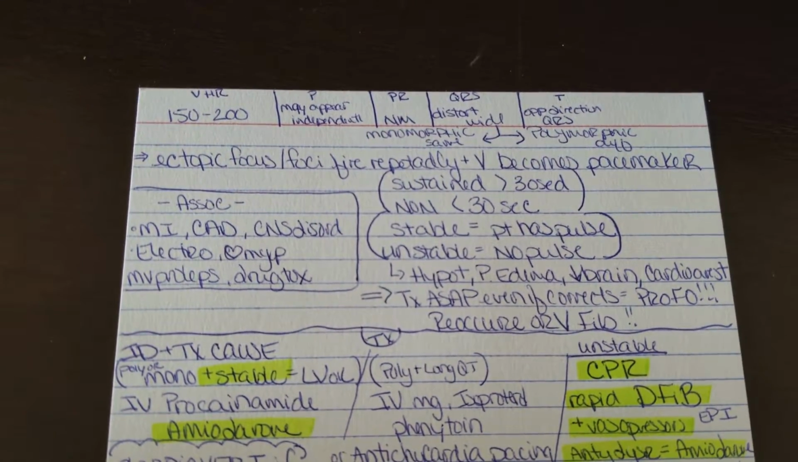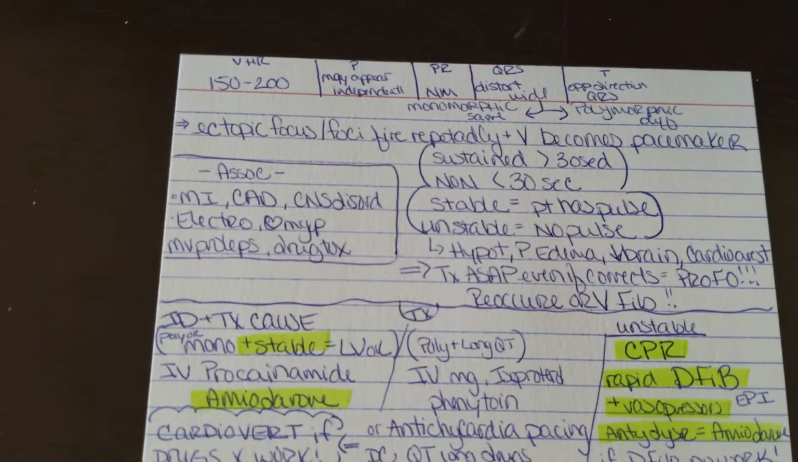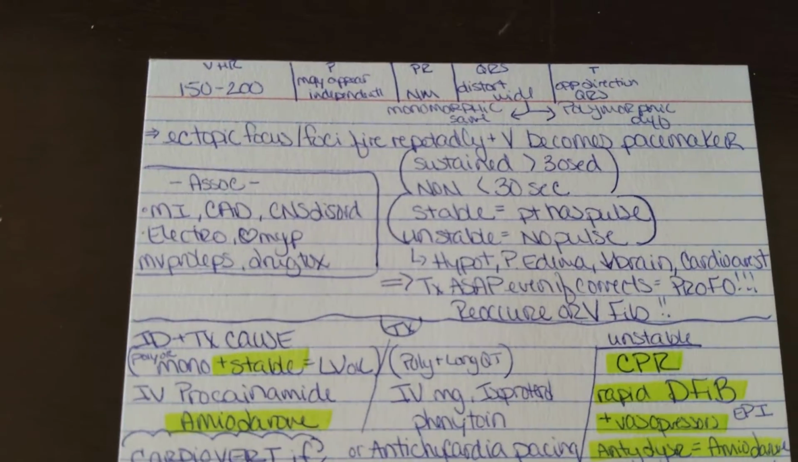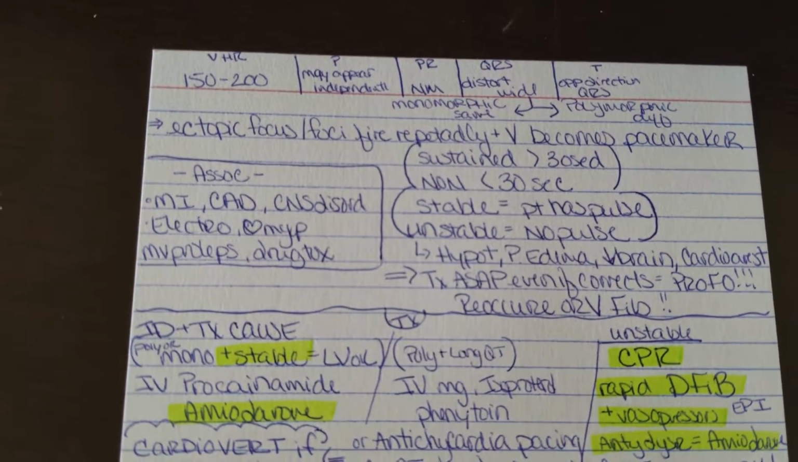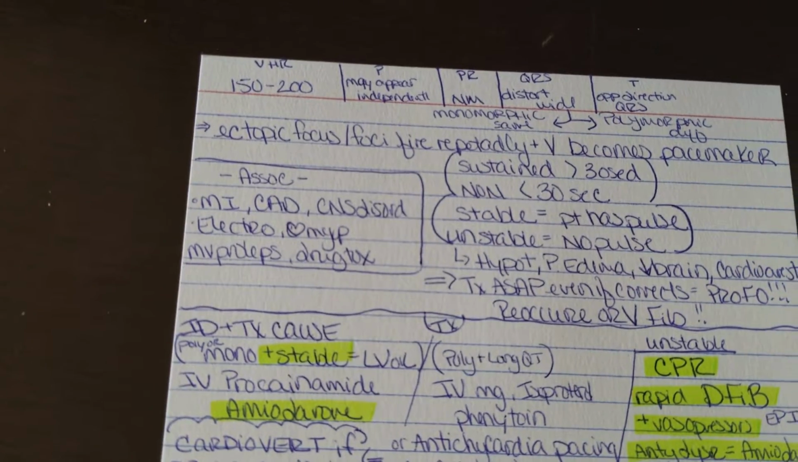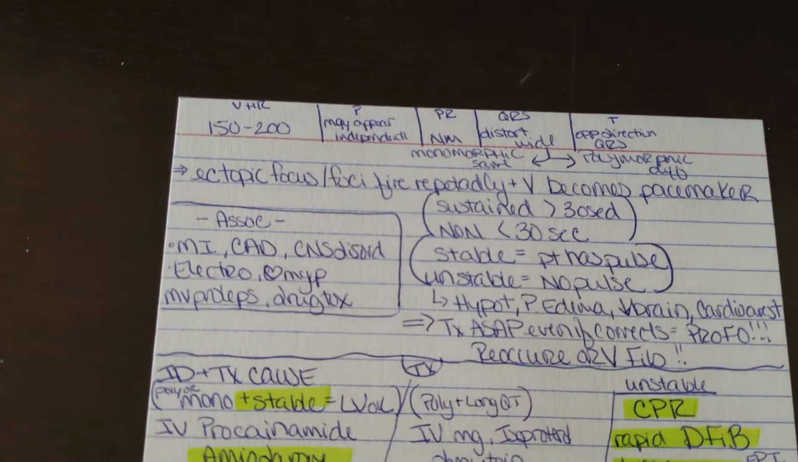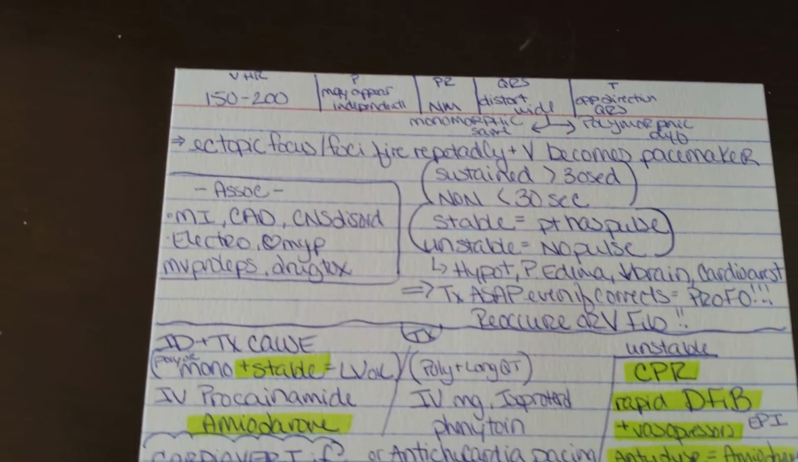If it is sustained, it's more than 30 seconds. Non-sustained is less than 30 seconds. And then stable means they have a pulse, unstable, no pulse. It's associated with MI, coronary artery disease, CNS disorders, electrolytes, cardiomyopathy, mitral valve prolapse, and drug toxicity.